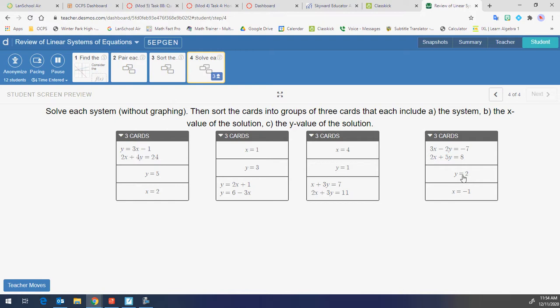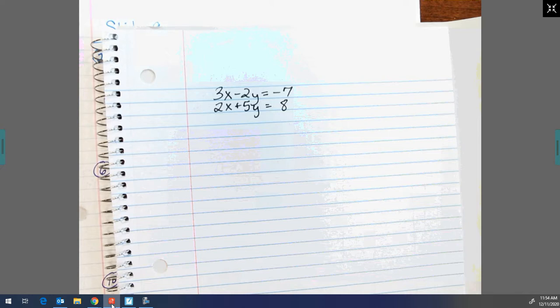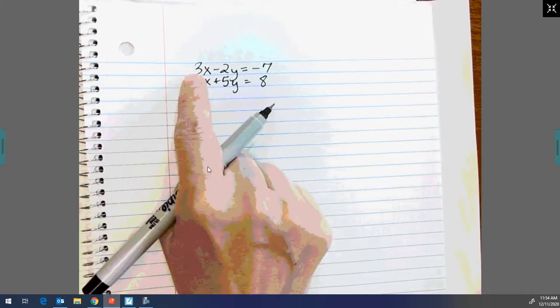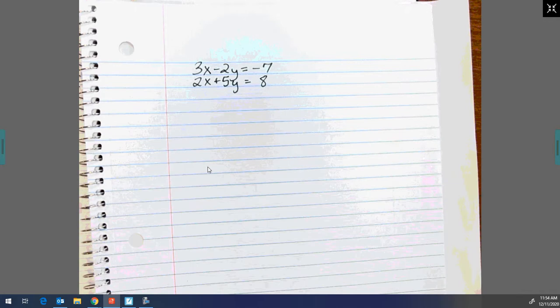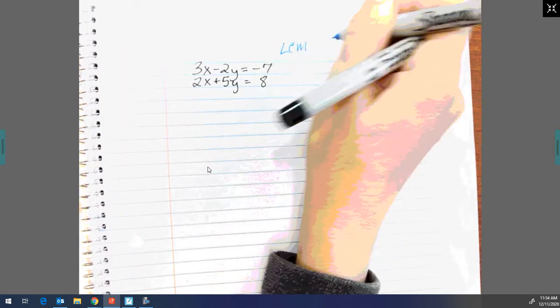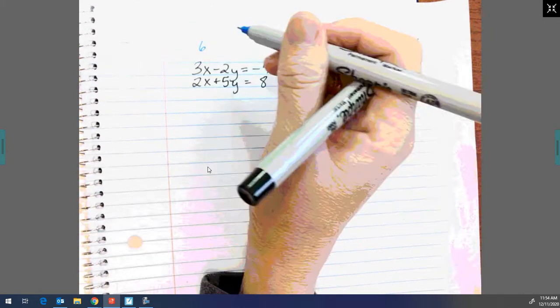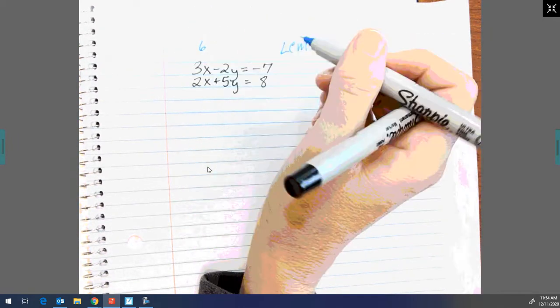So 3x minus 2y equals negative 7. 2x plus 5y equals 8. Okay. So I want to create my 0 pair. This time I don't have ones that are the same or are opposite. So remember what I'm going to look for is my least common multiple. Between 3 and 2, it's 6. So eliminating my x would mean I want 6x and negative 6x.